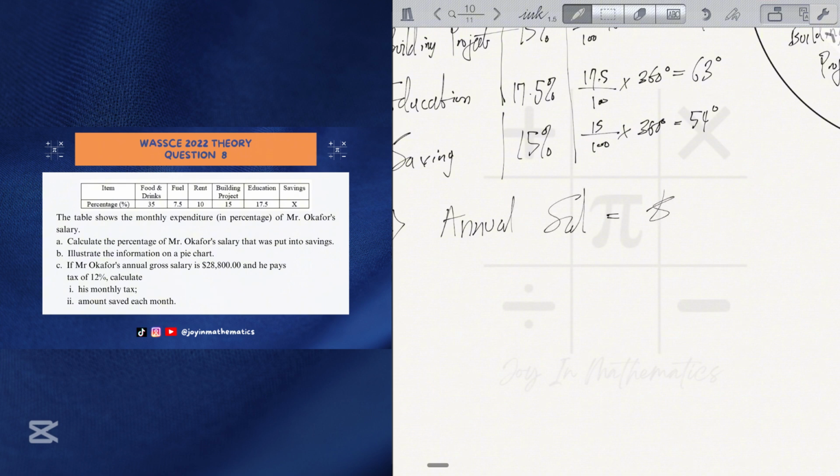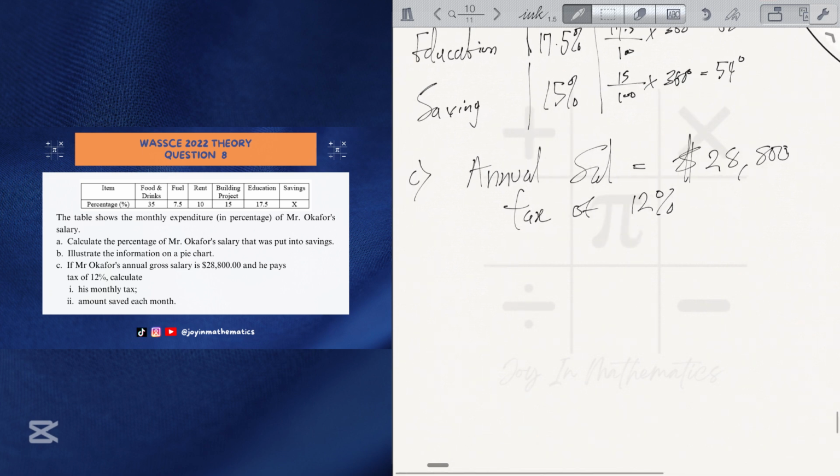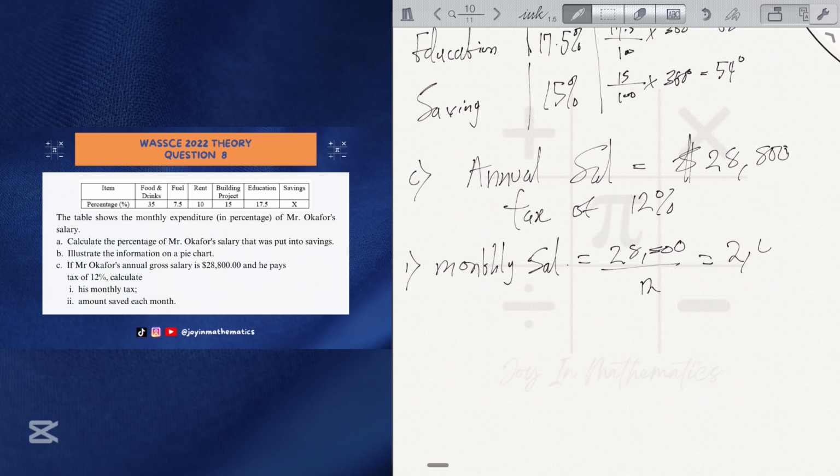to be equal to $28,800, and he pays a tax of 12%. We should find its monthly tax. So to get the monthly tax, we have to know the monthly salary. Since we have 12 months in a year, the monthly salary will be equal to the annual salary, that's $28,800 divided by 12. So the monthly salary is $2,400.